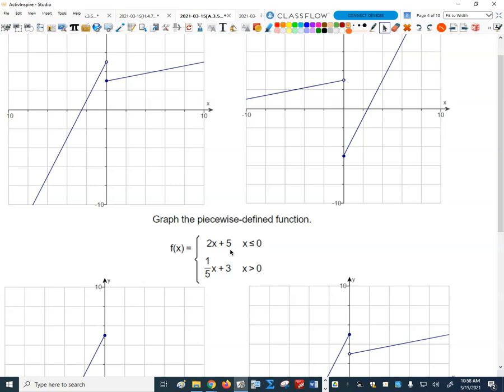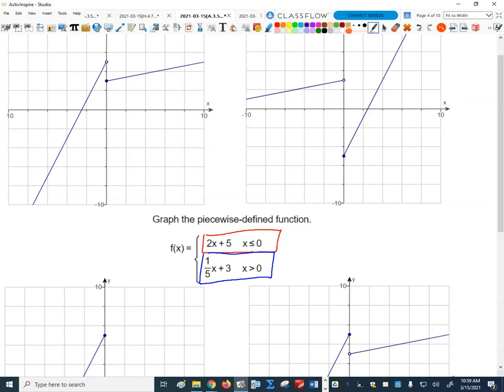So let's make this top piece red. That's telling me that f of x is equal to the line 2x plus 5 whenever x is less than or equal to 0. It's equal to the line, we'll make this one blue, it's equal to the line 1/5 x plus 3 whenever x is greater than 0.